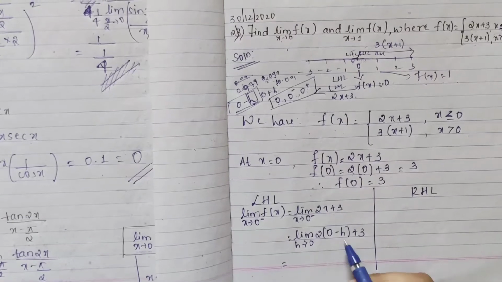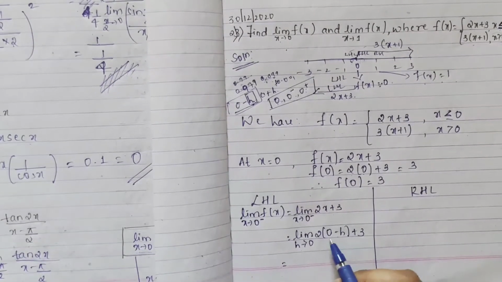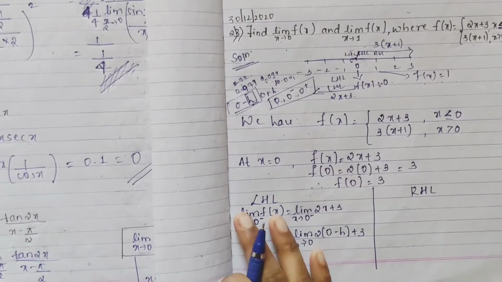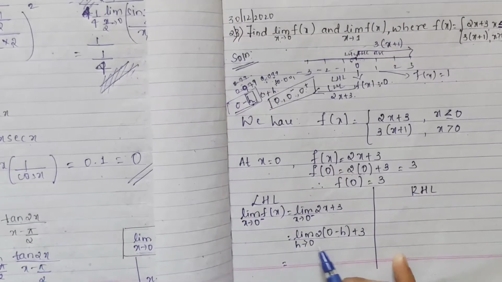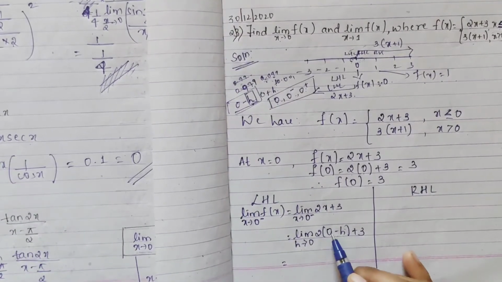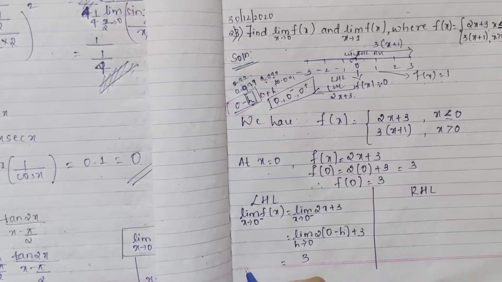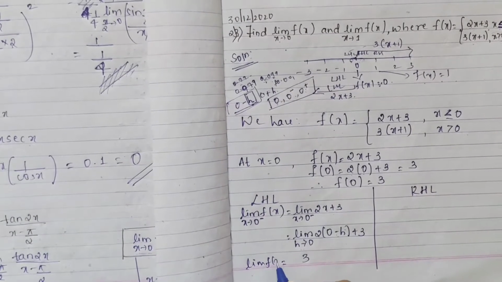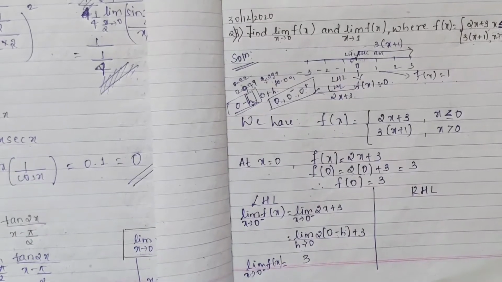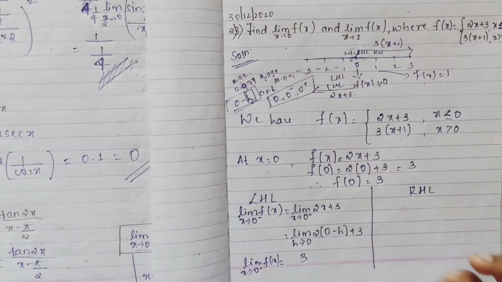Now put h equal to 0. You are substituting your limit. Now we are substituting the limit at h tending to 0, which means you can directly put 0. 0 minus 0. So 2 into 0 will be 0, plus 3. So your answer you are getting is 3. So the limit of f(x) as x tends to 0 minus is 3.